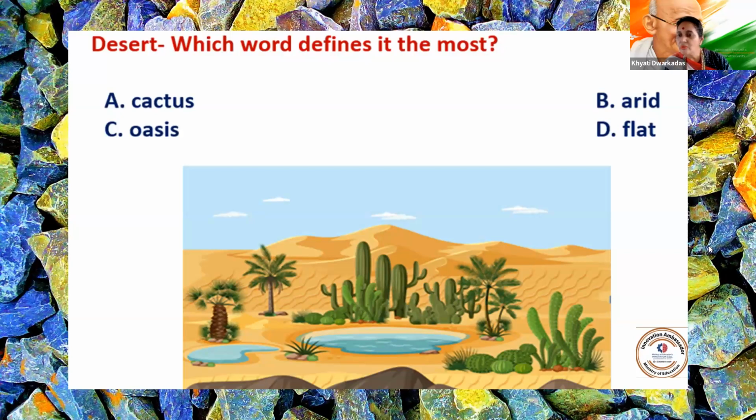Here again, we need to guide our students to always write the alphabet with the correct answer. Normally, otherwise, they will write A and then they will write oasis. That will make the answer incorrect. We have to train them to write C, oasis.